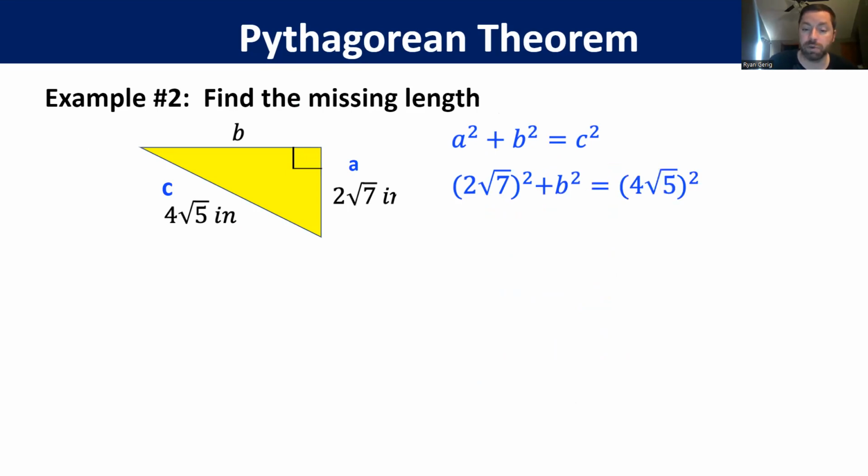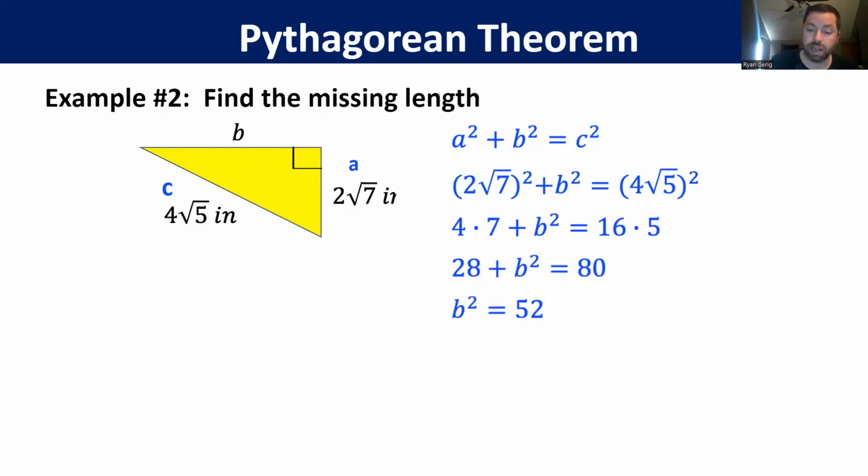Well, 2 radical 7 squared, you square the 2 and the radical 7. So 2 squared is 4. Square root of 7 squared is 7. So 4 times 7. Plus B squared. 4 radical 5 squared is 4 times 4, which is 16. And square root of 5 times square root of 5 is 5. 4 times 7 is 28. Plus B squared equals 80.